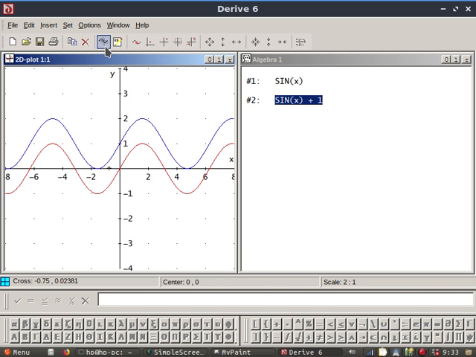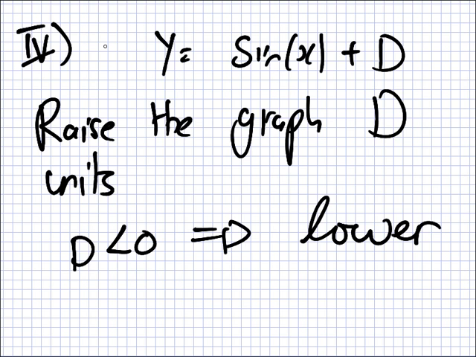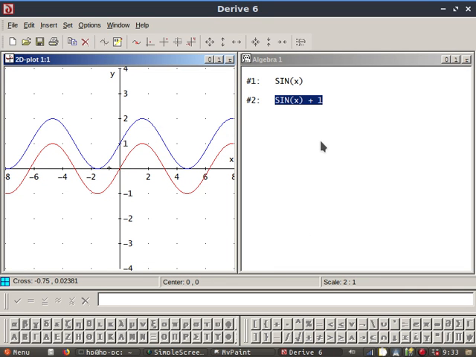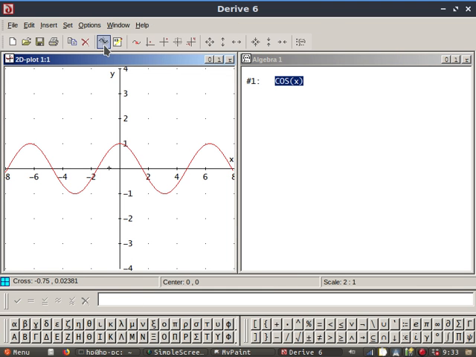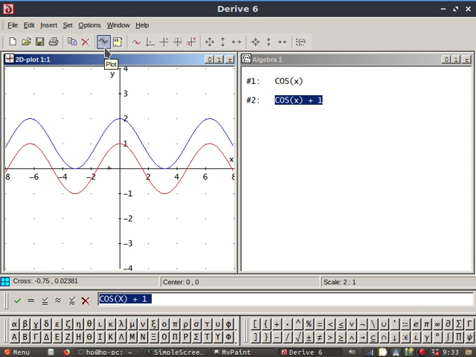Can you please make it for cosine as well? Okay, fine. Yeah, because I have no space on the sine graph. Oh, I see. Okay. What do you want? Cos x plus 1. Right. There's cos x, and then cos x plus 1. Same idea? Raised 1 unit.